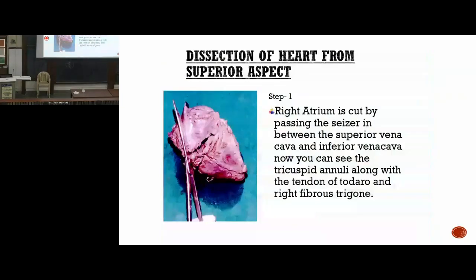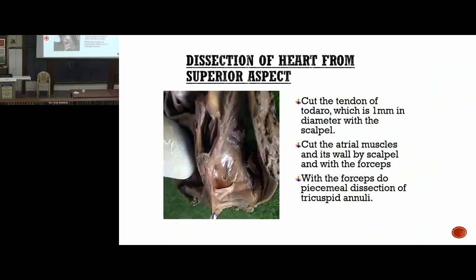Now, dissection from the superior aspect, I have cut the left atrium, right atrium by keeping the scissor in superior and inferior vena cava. This is superior vena cava, this is inferior vena cava. After that I have got the, what is this? Triangle of Cox. And what is this? Opening of coronary sinus. This is one of the borders.